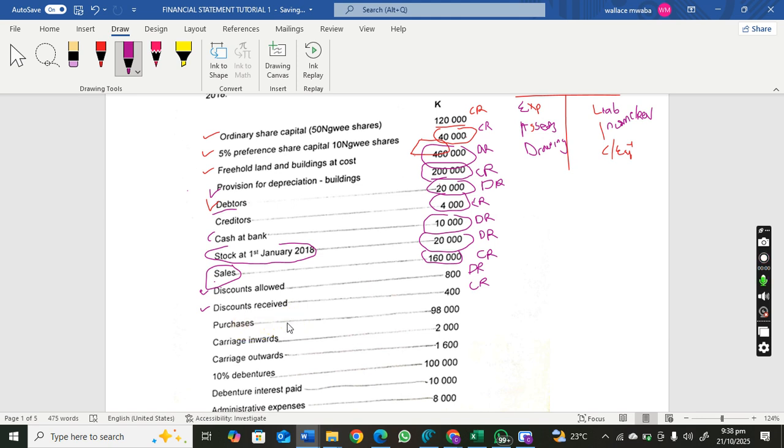Purchases, this is an expense when you're buying goods for resale. Expenses are on the debit side here. Okay, so we're going to debit purchases on our trial balance.